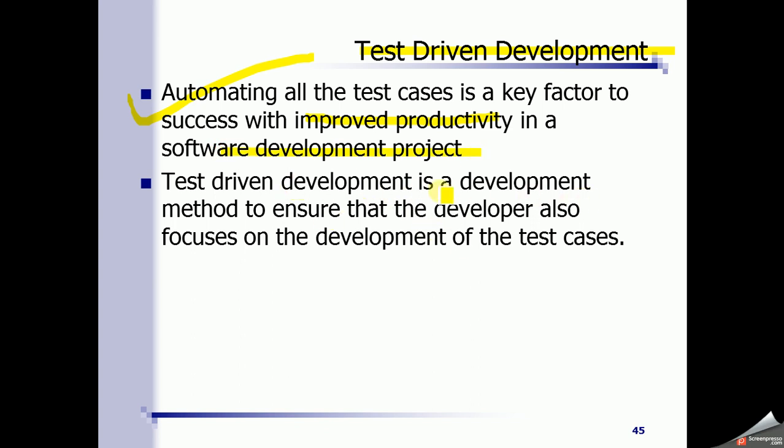Test-driven development is a development method to ensure that the developer also focuses on the development of test cases. So in waterfall approach, we have a different development team and a separate testing team. Here, the developer focuses on the testing as well. It is his or her responsibility to write the code and test it to make sure that the code written by him or her passes all the test cases.